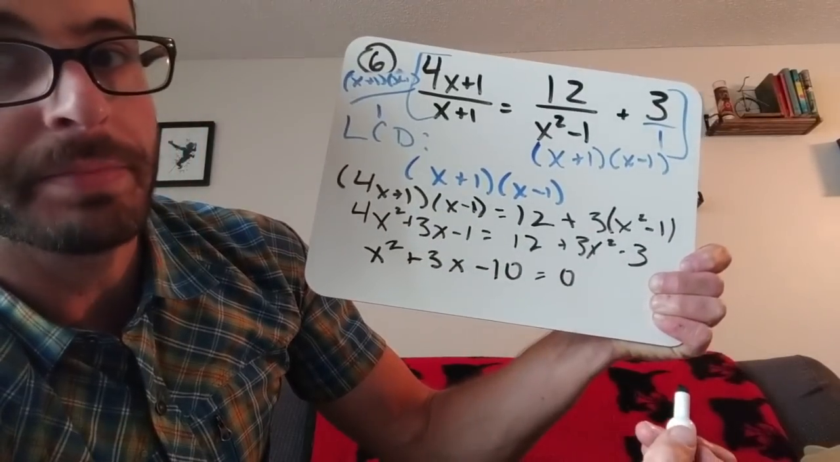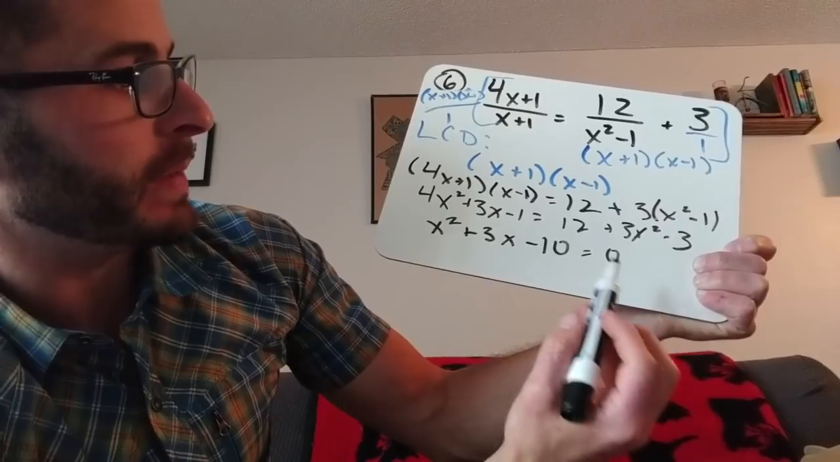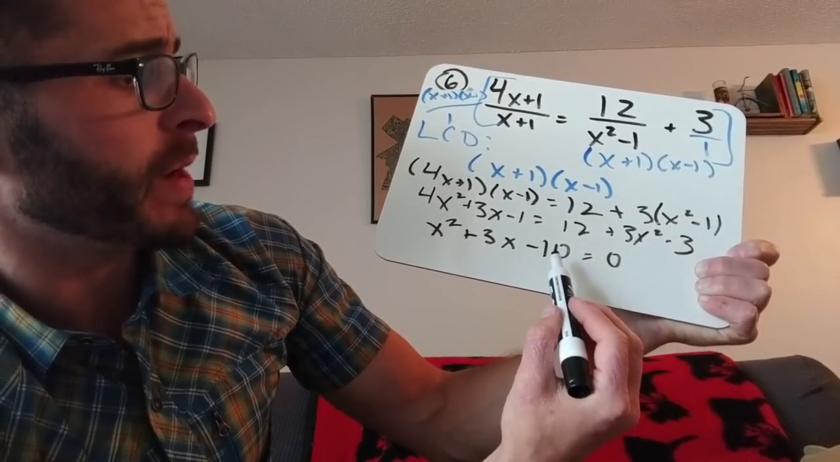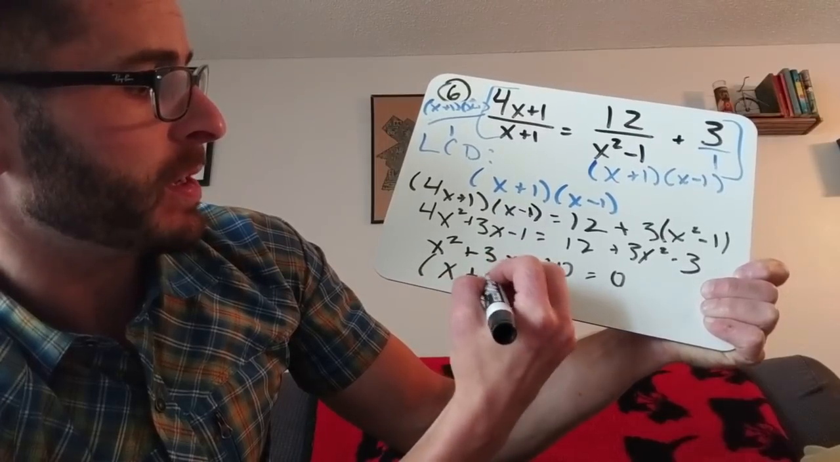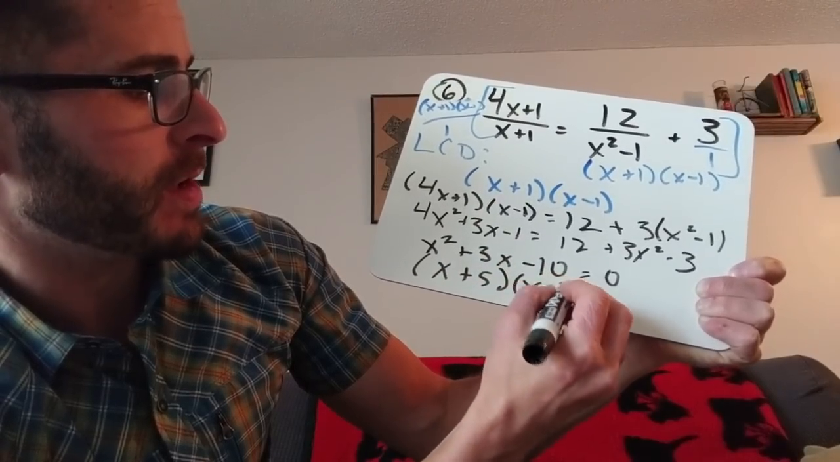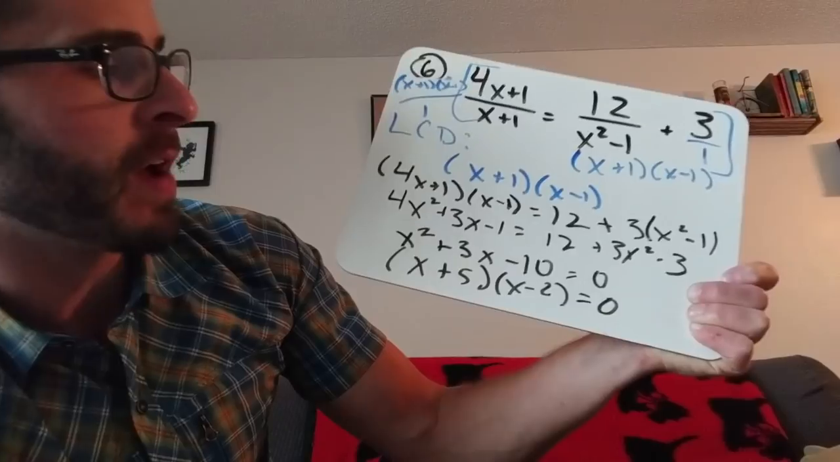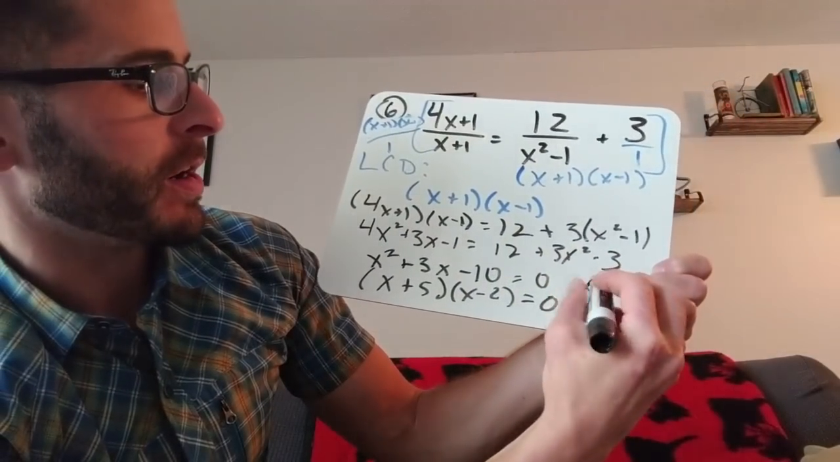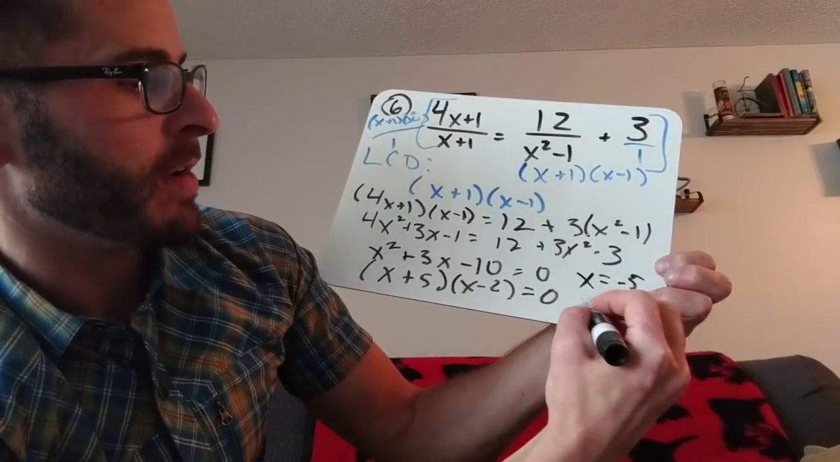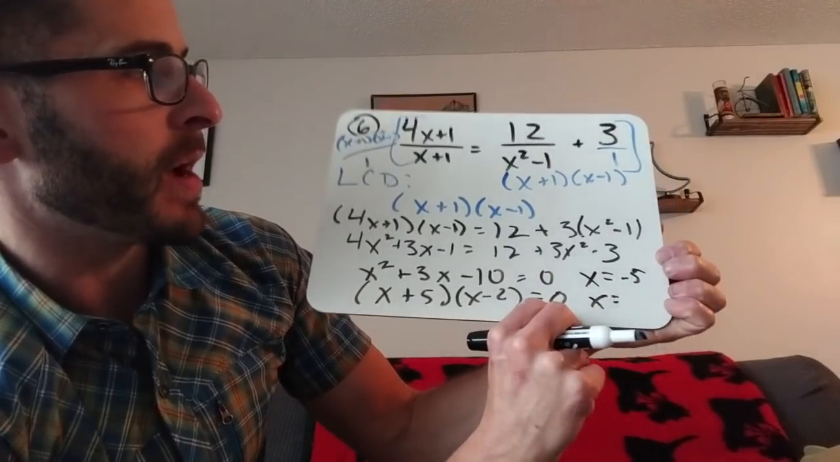You can check my work. You know what you're doing. Finally, what two numbers multiply to 10 and subtract to 3? That would be 5 and 2. So x plus 5, x minus 2. And that means my answers are x equals negative 5, x equals positive 2.